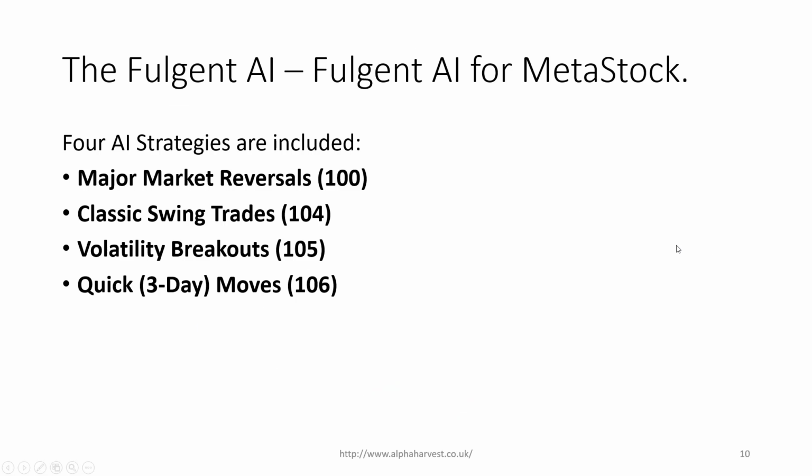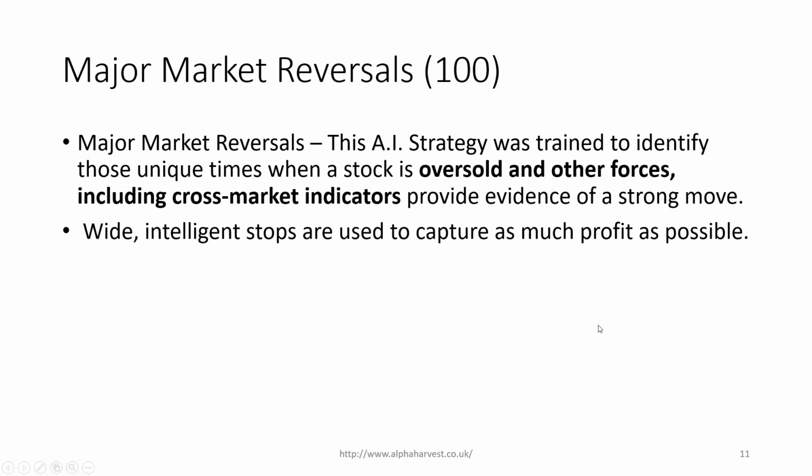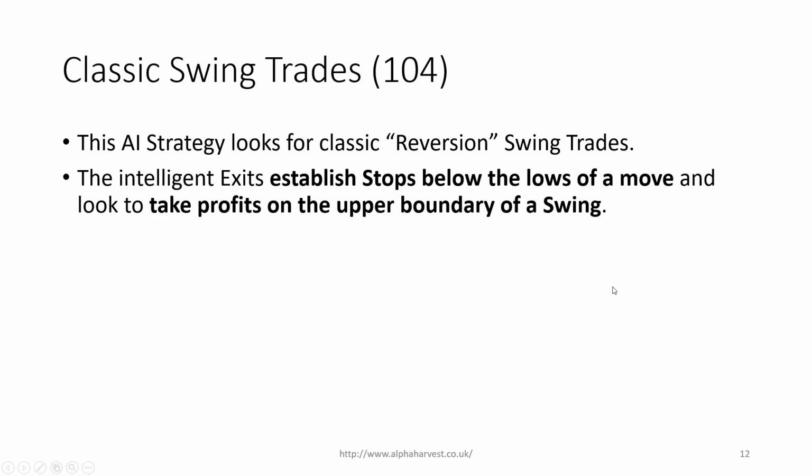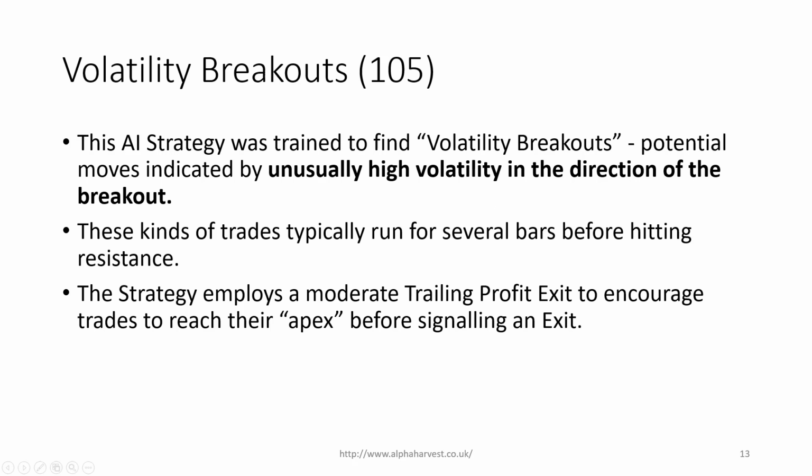And that brings us back to these 4 Fulgent AI strategies: major market reversals, classic swing trades, volatility breakouts, and quick 3-day moves. So these are the ones we use. Now, the major market reversal is where we look for oversold conditions and other cross-market relationships, which will give you an idea of a strong move. Classic swing trades is the reversion to the mean type trade. The AI also generates a stop for these type swing trades.